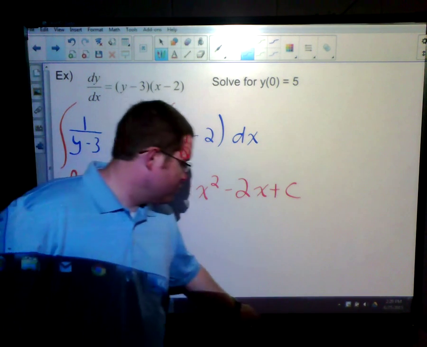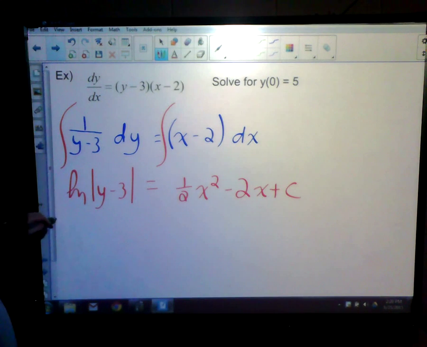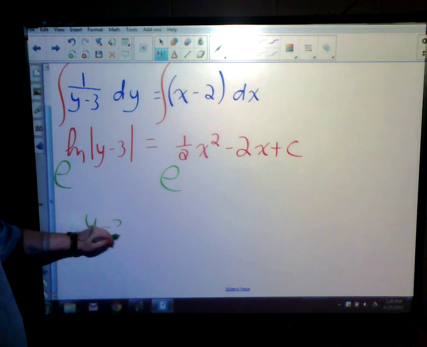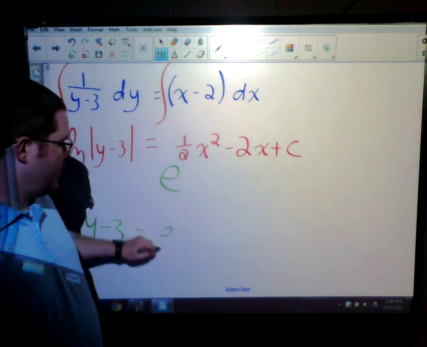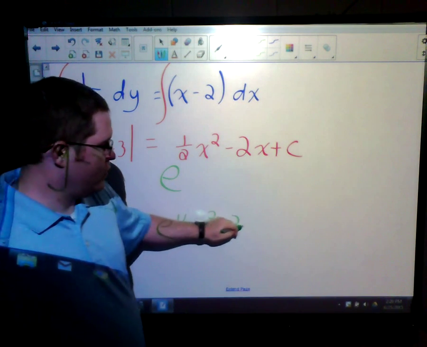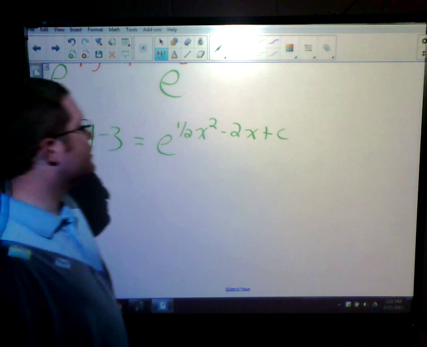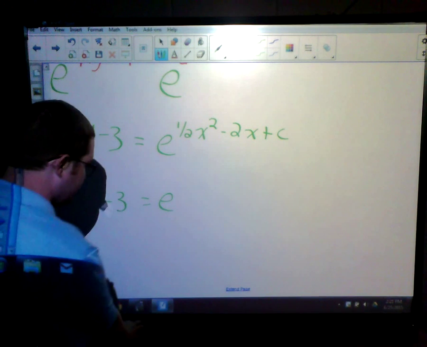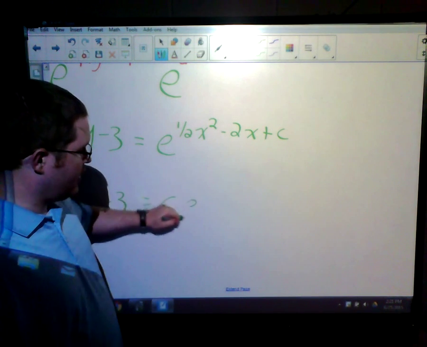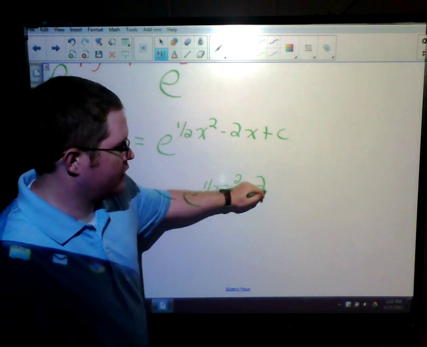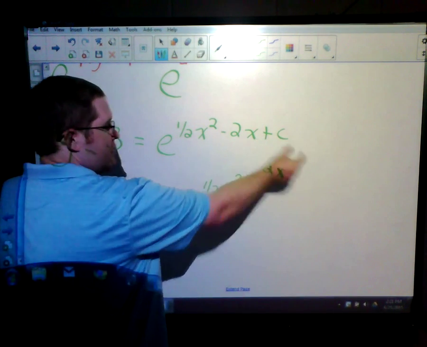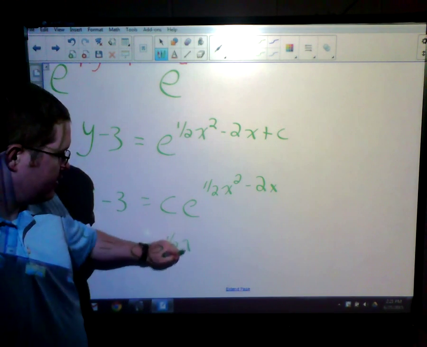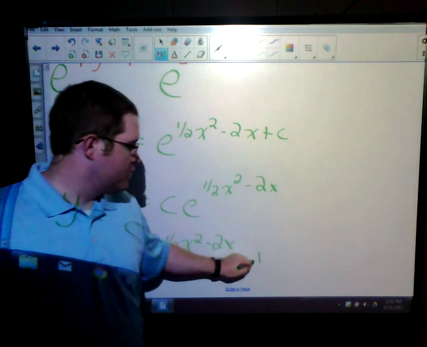Just like last time, I have a natural log and I need to get rid of it. What cancels out a natural log? E to that power. So e and natural log will cancel out. I'm left with y minus 3 equals e to the 1/2 x squared minus 2x plus c. Using the same trick I did last time, I'm going to rewrite this as c e to the 1/2 x squared minus 2x, because that plus c is times e to the c, which is c. So this is y equals c e to the 1/2 x squared minus 2x plus 3.